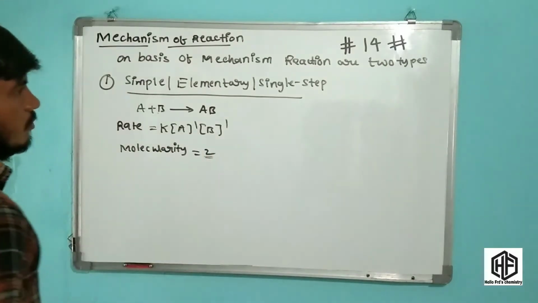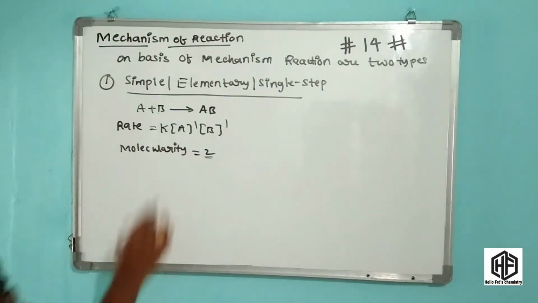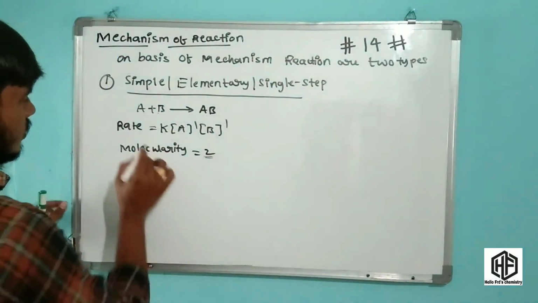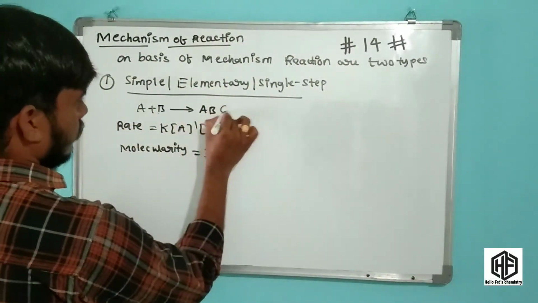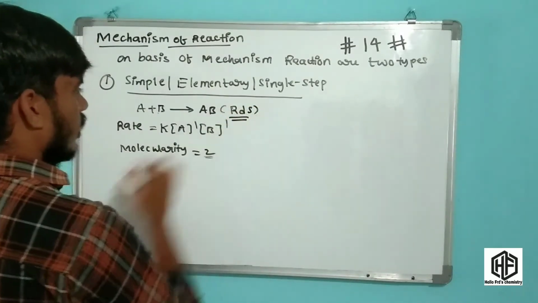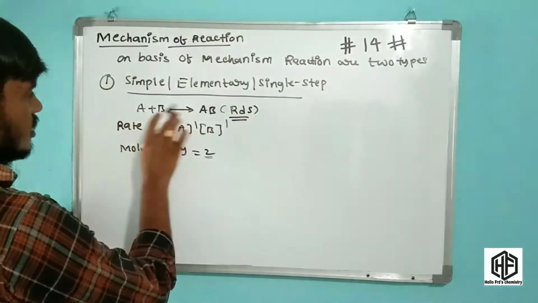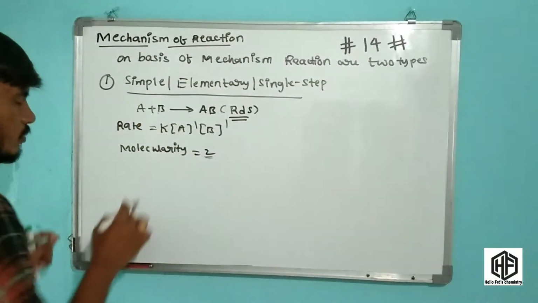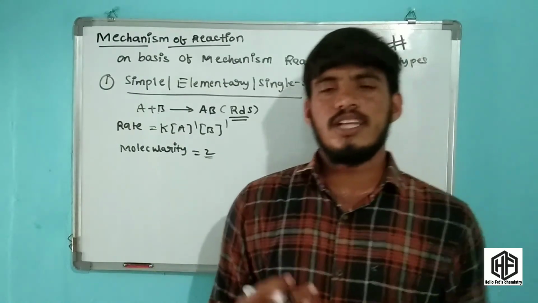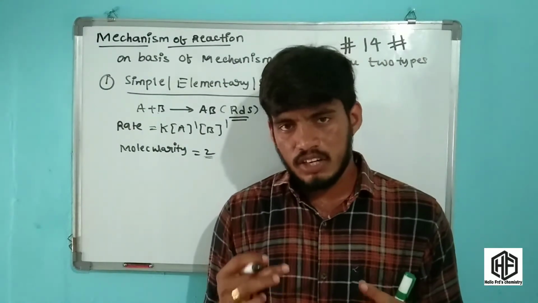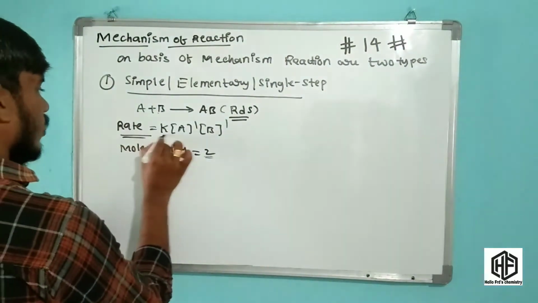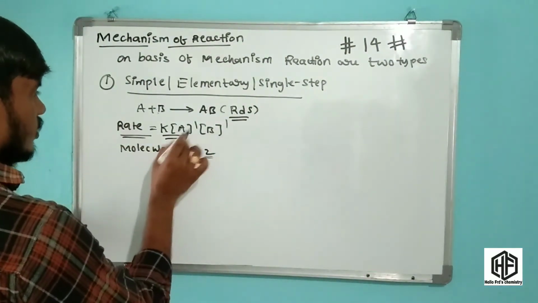Molecularity of the single or simple step reaction is tied to the rate determining step. This is called the rate determining step. This is very important. The rate determining step of the single step reaction is the slowest step. A plus B gives product. It means the single step converts to the product. That step is also called the rate determining step. Now the molecularity is 2.